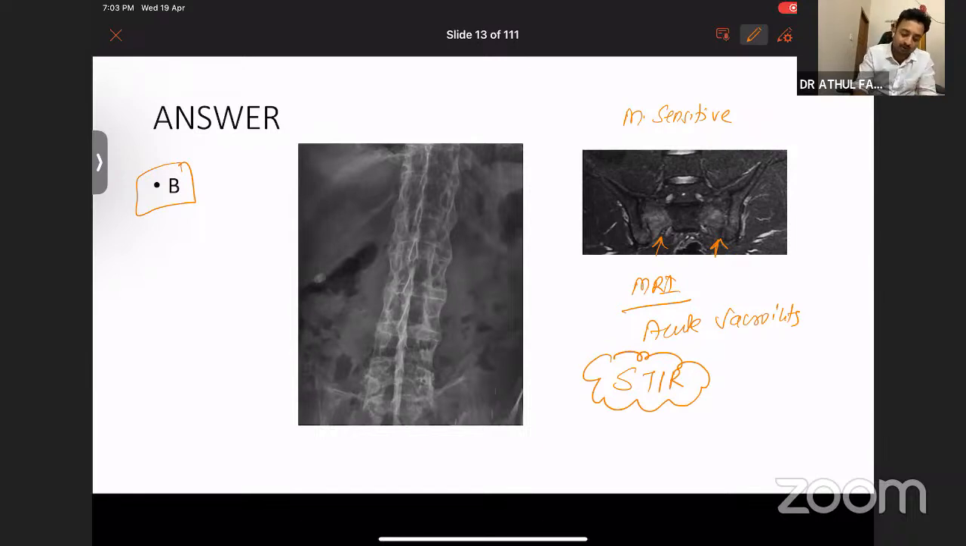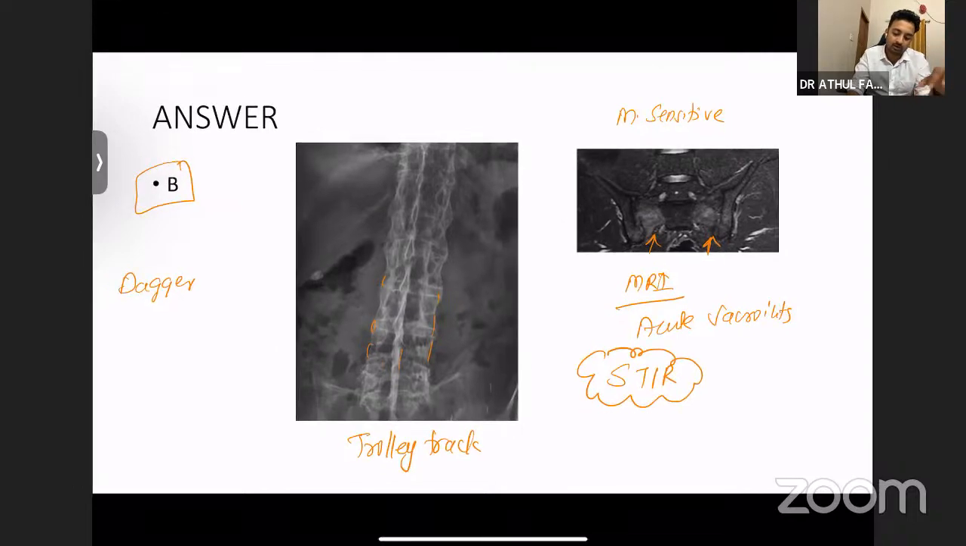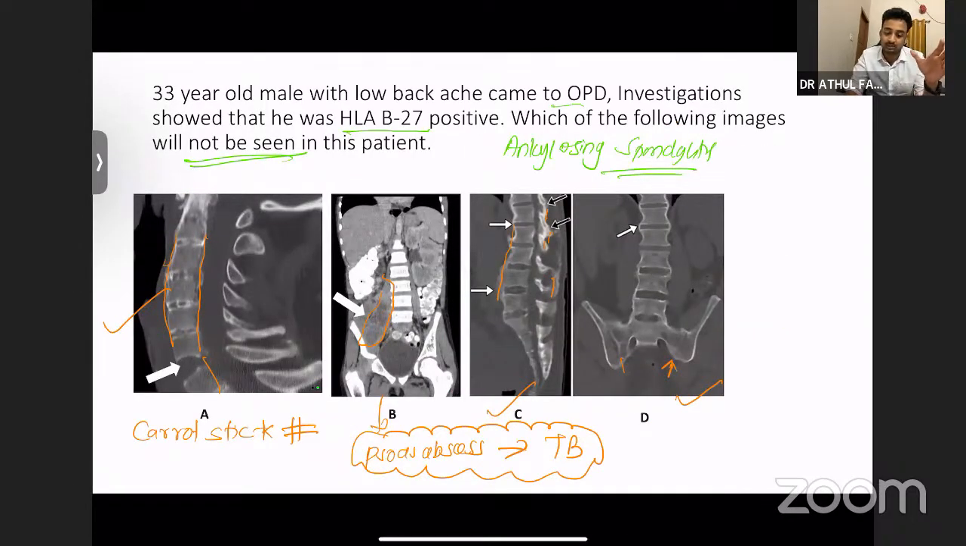And the other sign you should remember is the dagger sign. See, this is the dagger sign. The ossification of the interspinous ligament will give you the appearance of a dagger. Sometimes this ossification of interspinous ligament with this endosophyte formation will give you an appearance known as trolley track sign. So you should know what is dagger sign, what is trolley track sign, what is the characteristic fracture. All these concepts, you should be thorough. Okay, then only you can make this question correct. Also remember, psoas abscess is clinically seen in cases of tuberculosis, not in cases of ankylosing spondylitis. I know this is a little difficult, but you have to understand that these are all the common imaging appearances of ankylosing spondylitis.